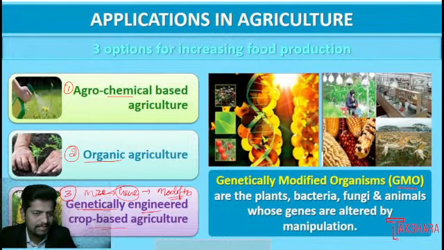Related to genetic engineering, we have to modify the gene within the organism's body. So we can call them genetically modified organisms. And these are the plants, bacteria, fungi and animals whose genes are altered by manipulation.